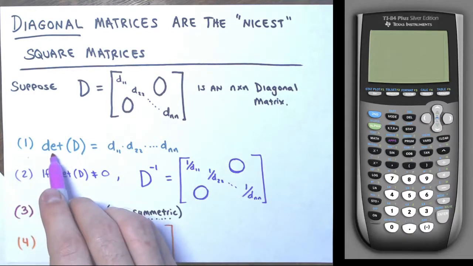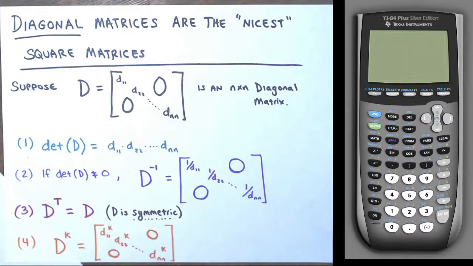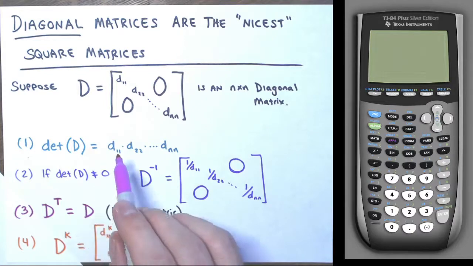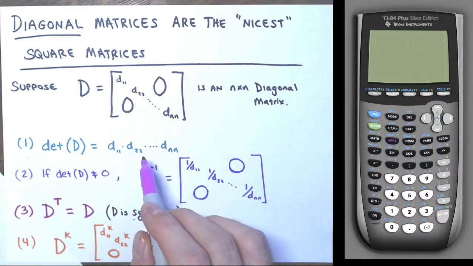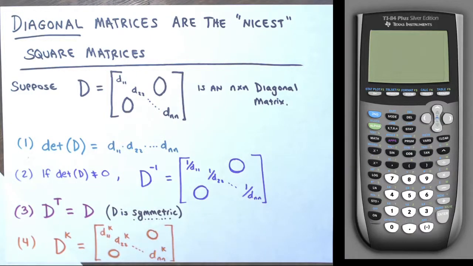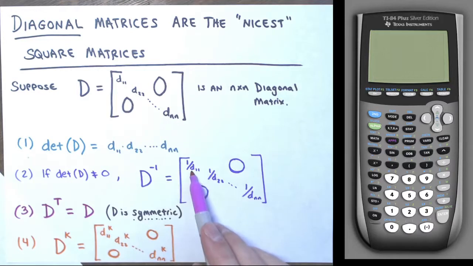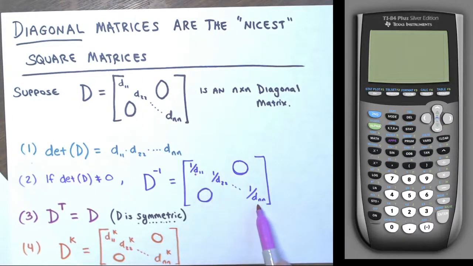One, the determinant of a diagonal matrix is simply the product of the diagonal entries, D11 times D22 times all the way to DNN. And if none of these are zero, then it's invertible. The determinant's not zero, so it's invertible, and the inverse is, again, very simple. The inverse of a diagonal matrix is another diagonal matrix where you just take the reciprocals of the main diagonal entries, so 1 over D11, 1 over D22, 1 over DNN, and then every other entry off the main diagonal is 0. Very simple.